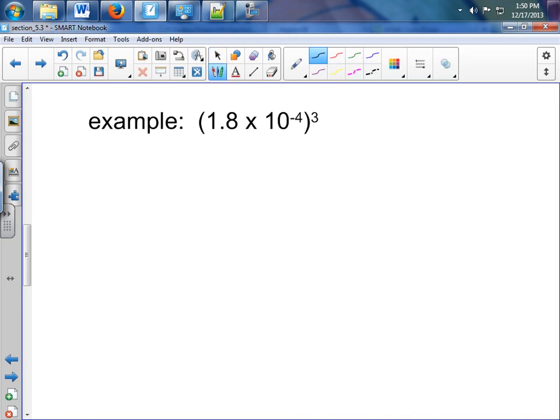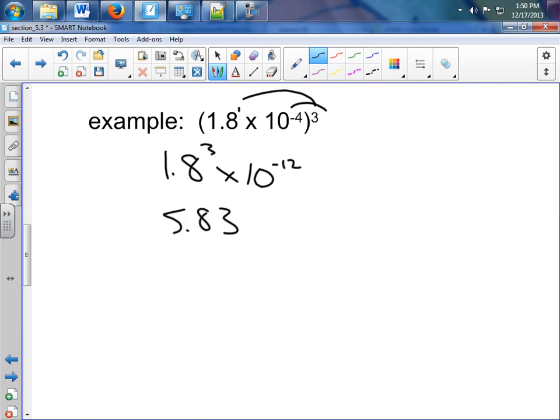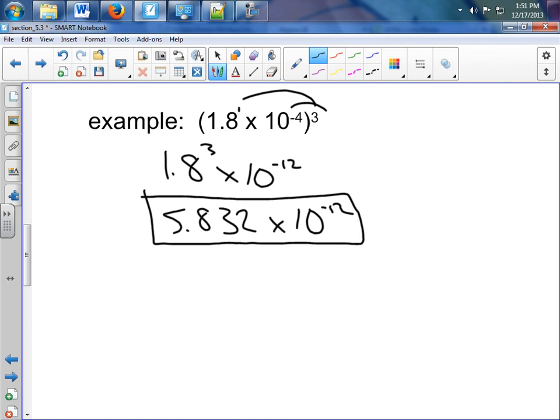Now let me show you the easy way to do this. We can just put an exponent here, a 1. We bring our 3 in. So I'm going to get 1.8 to the 3rd power times 10 to the negative 12. At this point, we have to figure out what 1.8 cubed is. And what's that, Caitlin? 5.832? And that would be your answer.